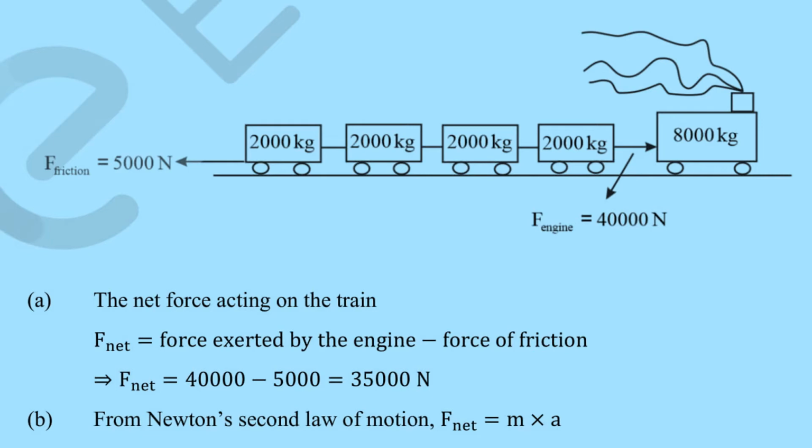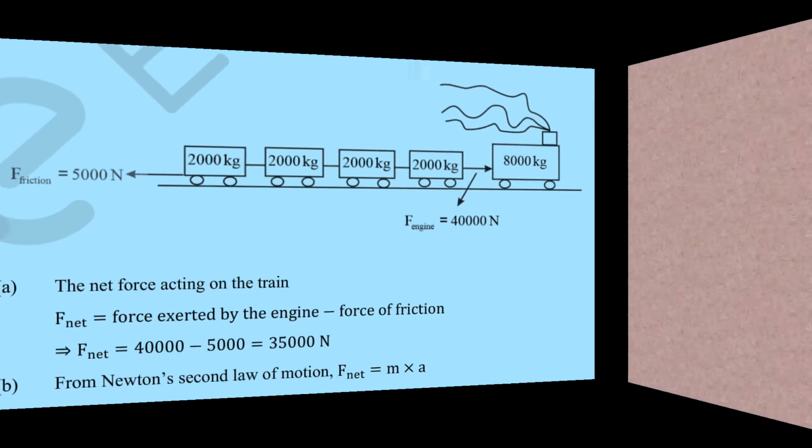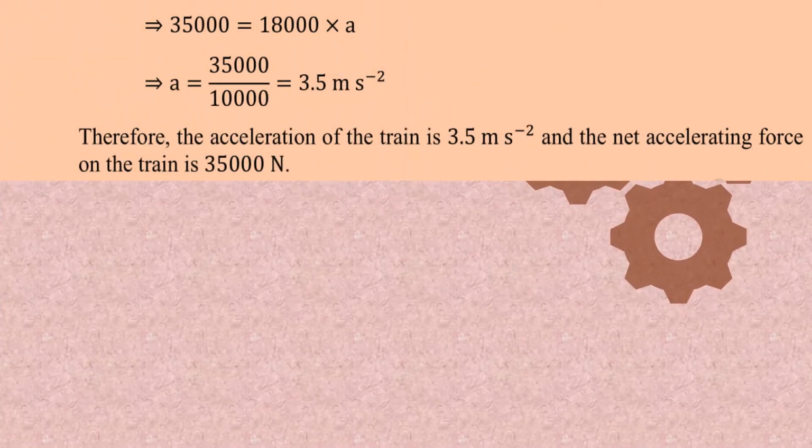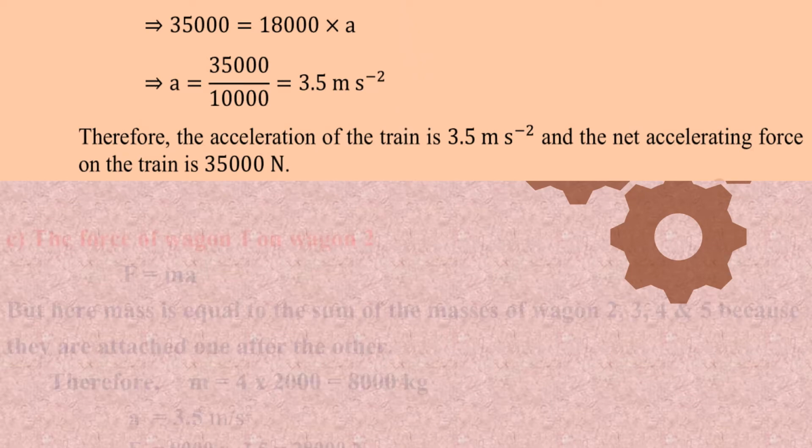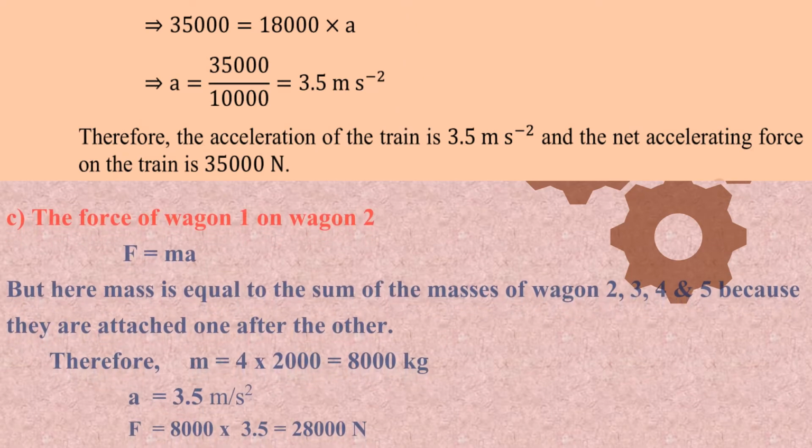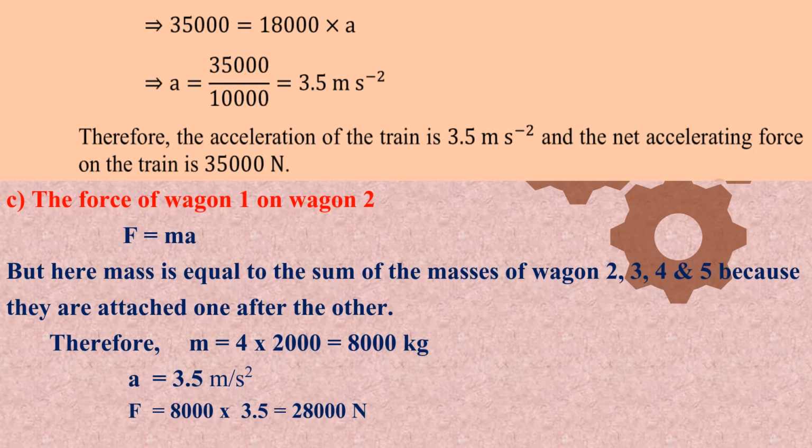Now we have to find the acceleration of the train. So for the acceleration of the train, we are taking the general equation for force. Force F is equal to ma, but here force means it is the net force acting on the train, that is equal to mass of the train into its acceleration. While rearranging, we will get acceleration is equal to F by m. So while substituting the values, we will get the answer as 3.5 meter per second square.